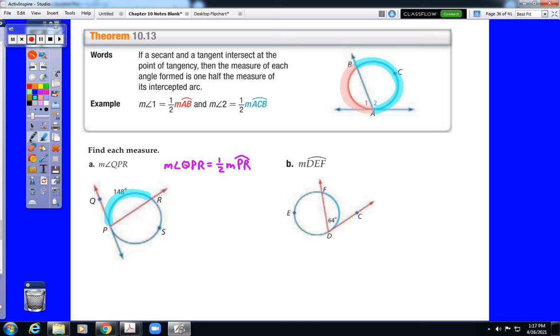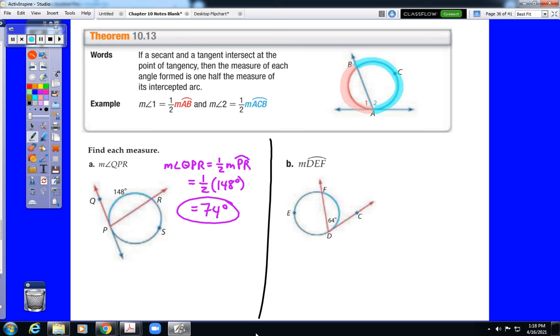Well, that arc is given to us as being 148 degrees. So we're doing half of 148 degrees is all we need to do. Just need to do 148 divided by 2. So the measure of angle QPR is 74 degrees. So again, that's pretty straightforward on the surface. It doesn't look like it's ever going to be that tricky.